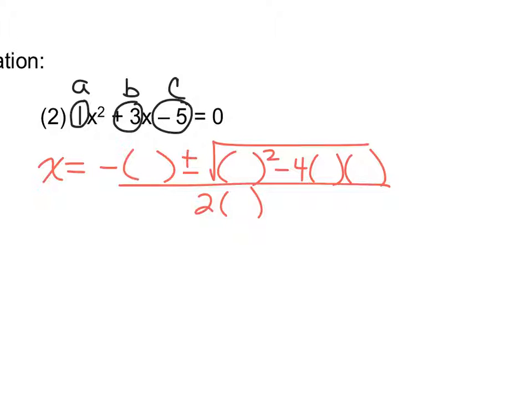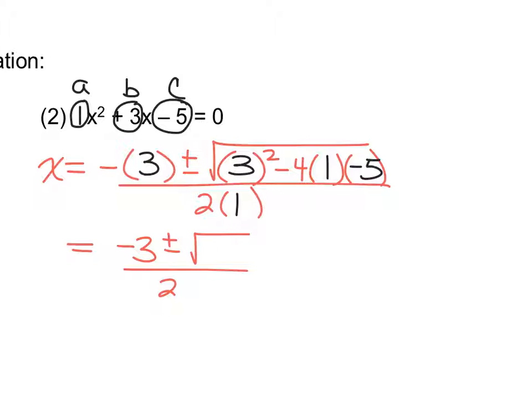And then plug in your values. So again, it's negative b, so negative 3, plus or minus the square root of b squared minus 4 times a times c, all over 2a. So in this case, we get negative 3, plus or minus the square root of, what's the entire radical? 29.